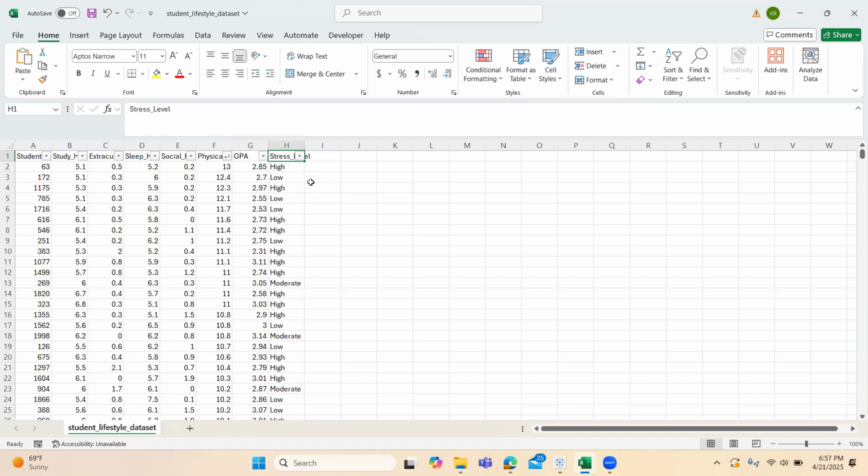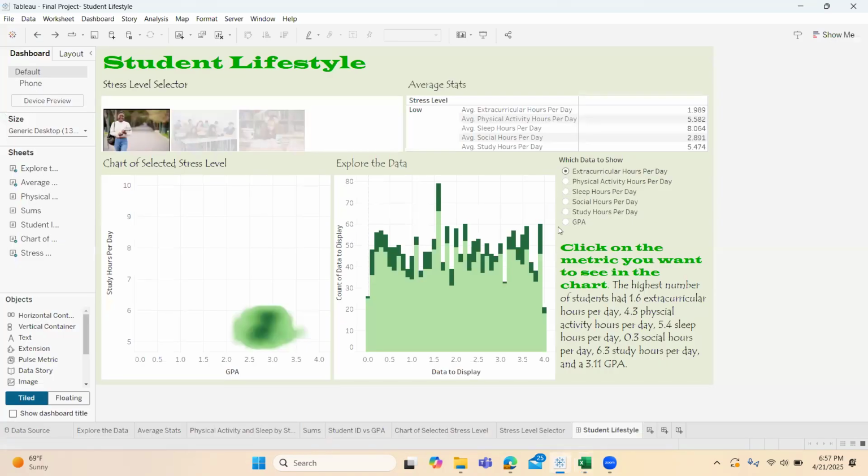So there's a lot of numerical data in this data set, which was a little bit difficult to work with because a lot of the columns just did not relate to each other as much as I thought they would. So we've focused in this dashboard on the stress level.